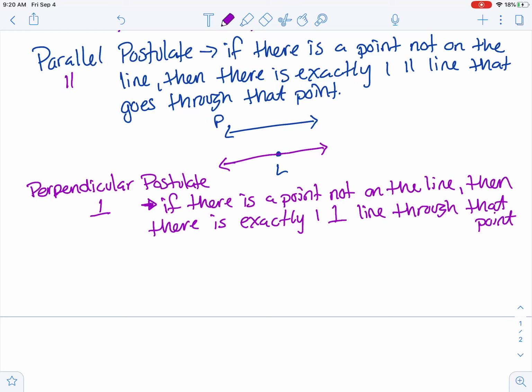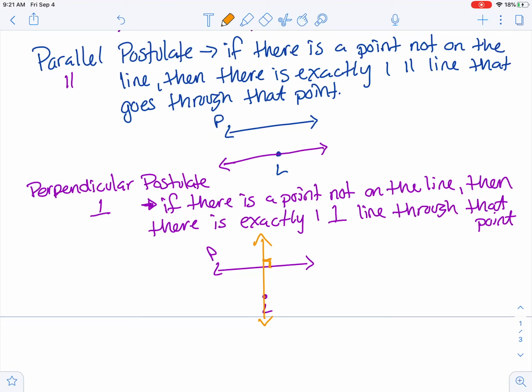So very similar, except now we're doing perpendicular. So if I have that line, we'll still call it P, and that point that's not on the line, we can still call it L, okay? What does that mean? That means if I draw a line that is perpendicular to P through L, there is only one line that I could draw that will be perpendicular to make that right angle, okay? So there's your perpendicular postulate.